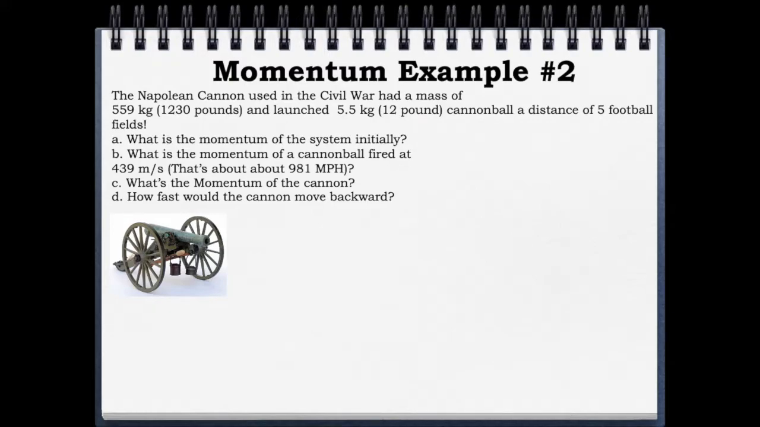So it's maybe starting to bug a few people because they're like, well, the momentum of the system before is zero, but after we fire the cannonball, the momentum of the cannonball isn't zero. Well, it's important to think about the whole system here. So let's take a careful look at this one. Letter A, the momentum of the system initial, we'd say P of the system, momentum of the system is zero. Okay, what is the momentum of the cannonball fired at 439 meters per second?